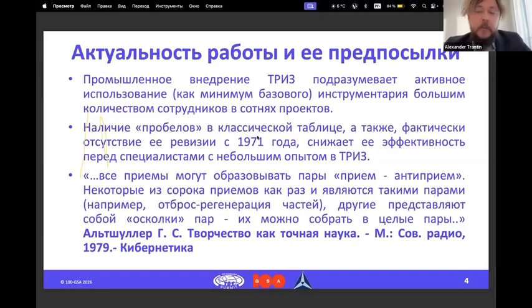Last but not least, with this prerequisite, our webinars are dedicated to the development of the legacy of the ideas laid down by Genrikh Saulovich Altshuler. During his time, he mentioned that almost all principles can form pairs. Those classical 40 principles form pairs, such as generation, splitting, unification. So we can use these principles and organize them in pairs.